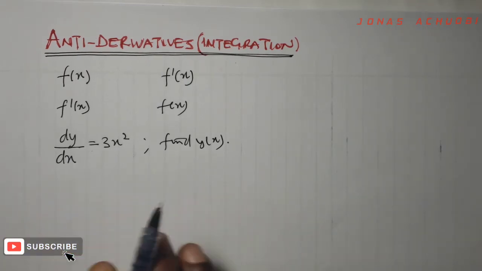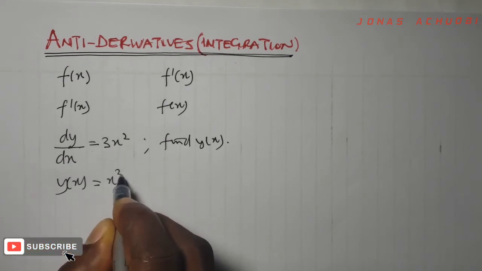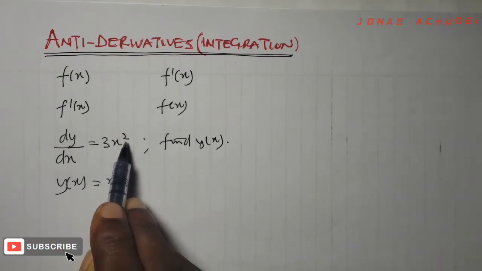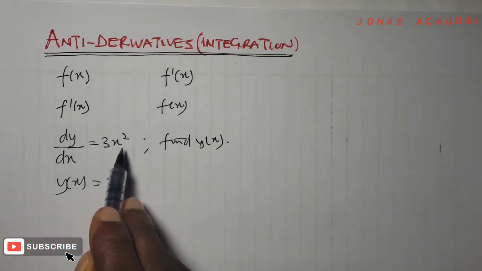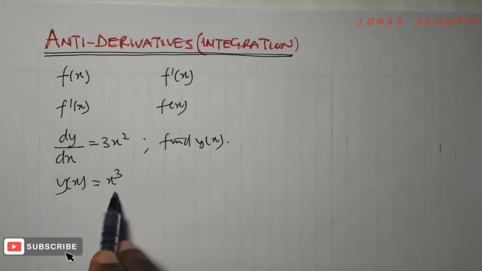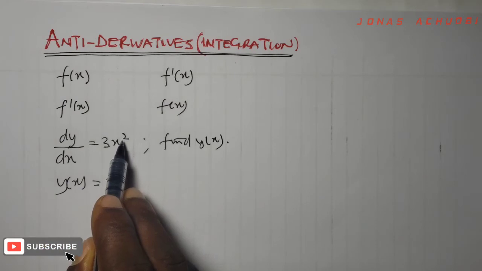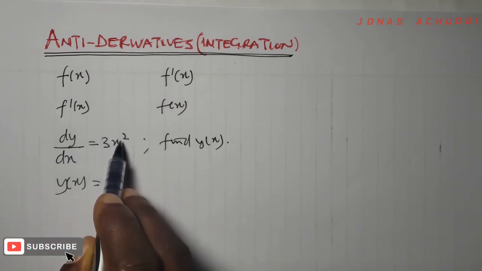Now, it is obvious that that function y of x is nothing but what? x cubed. Yes, x cubed, because if we differentiate x cubed, dy dx of x cubed is what? 3x squared. So we say that the antiderivative of 3x squared with respect to x is what? Is x cubed. If you are asked to find the antiderivative of this function, what it simply means is find a function whose derivative is 3x squared.